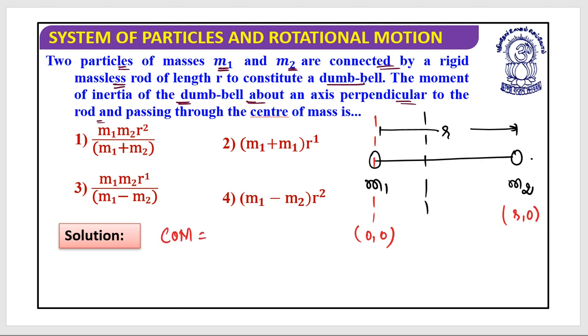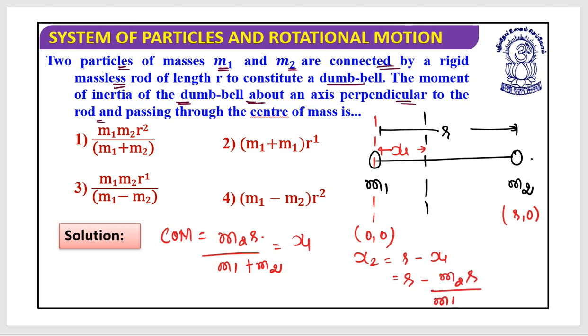First find the center of mass, which equals m2r divided by m1 plus m2. Let's call it x1. So what about x2? x2 could be written as r minus x1, so this is r minus m2r divided by m1 plus m2. This equals m1r plus m2r minus m2r, which is m1r divided by m1 plus m2. This is x2.